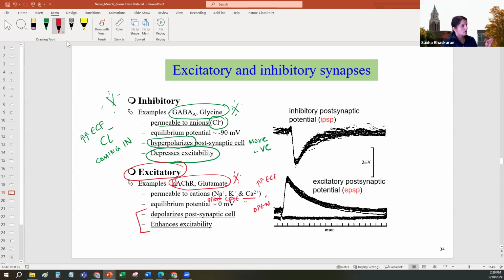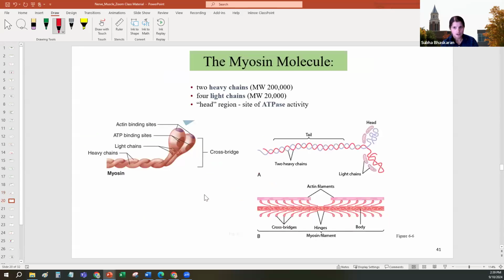We are just building on our knowledge, guys. Nothing is really that difficult. Are we good? So inhibitory means going away. Excitatory means going towards. Okay. So next we move on to our favorite second concept, muscle. So far so good with the nerves, the neuronal aspect of it.